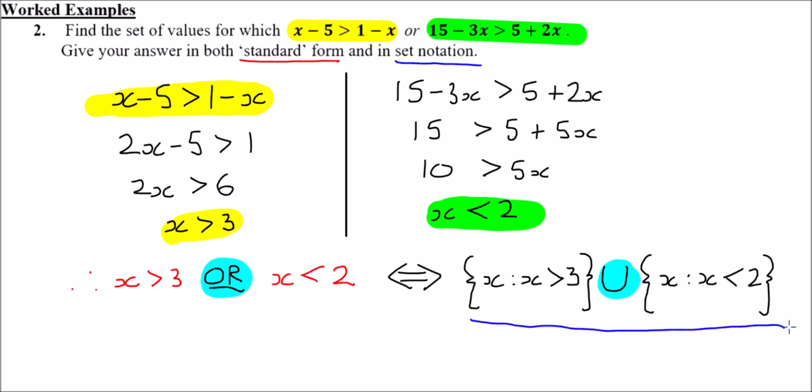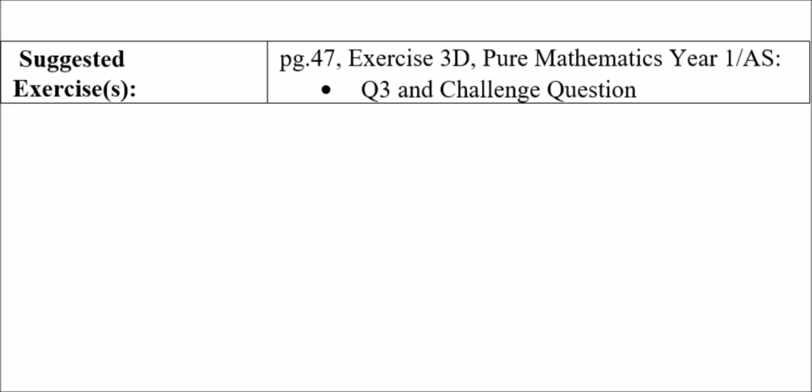Once you get your head around it and practice it, it's not half as bad as it may seem. So that's all from me. Now from you, I want you to do some practice. If you turn to page 47 and see exercise 3D, try question 3, and then have a go at that challenge question. If you can do that challenge question and understand the set notation needed for that, you've truly nailed this idea of set notation.